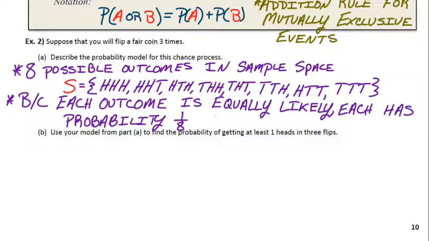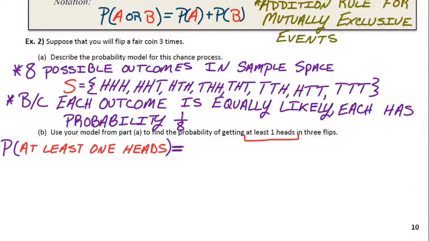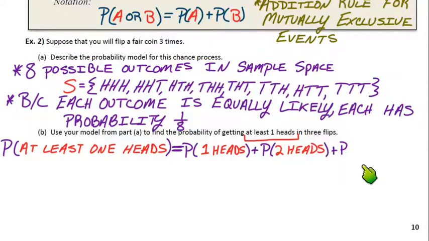So part B says use your model from part A to find the probability of getting at least 1 heads. So the probability of at least 1 heads, and there's definitely multiple, right? That's like the sum of, you get 1 heads, or you could get 2 heads, or you could get 3 heads. So those are the 3 different ways that you can get at least 1 heads. And then it looks like just getting 1 heads, there's 1, 2, 3 ways that can occur. So that would be 3 out of 8 for that one.